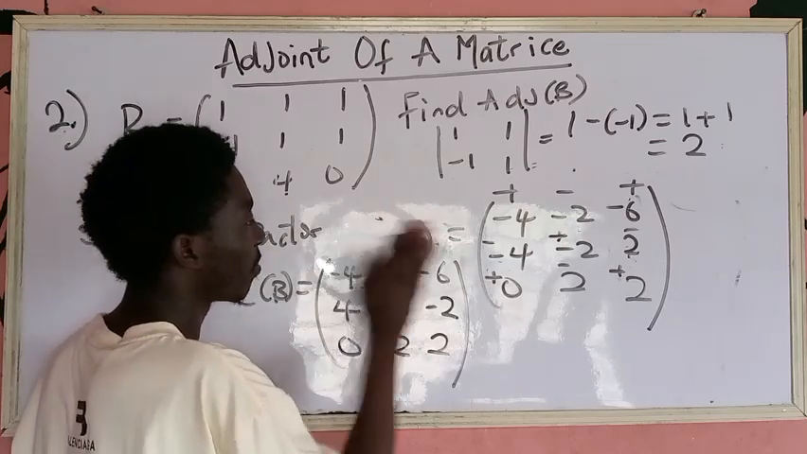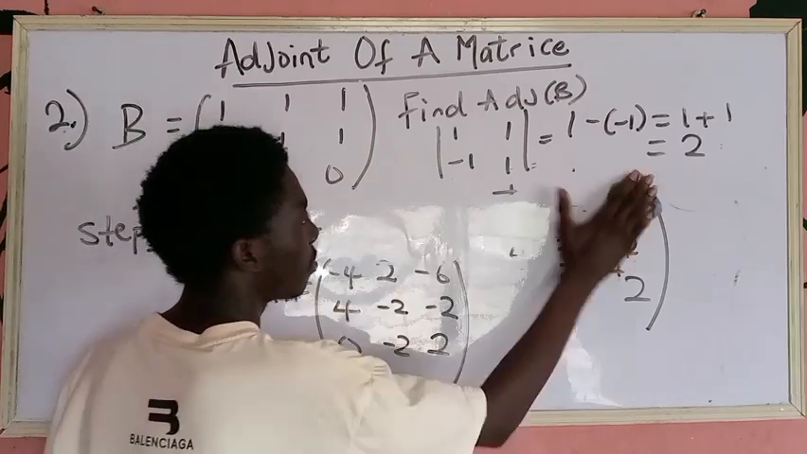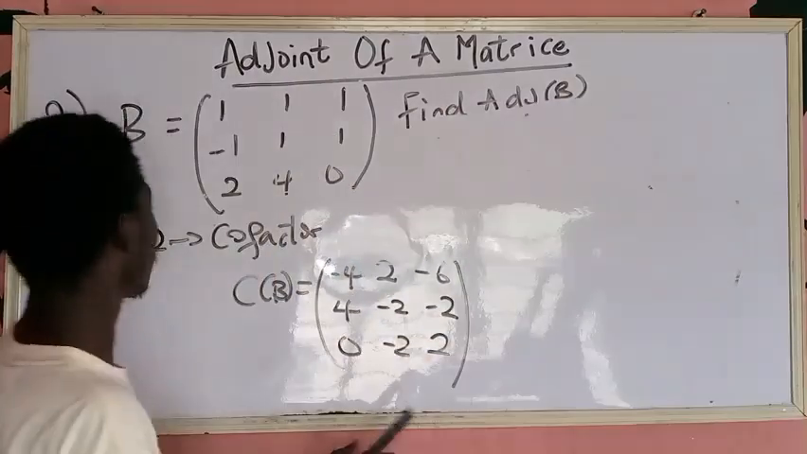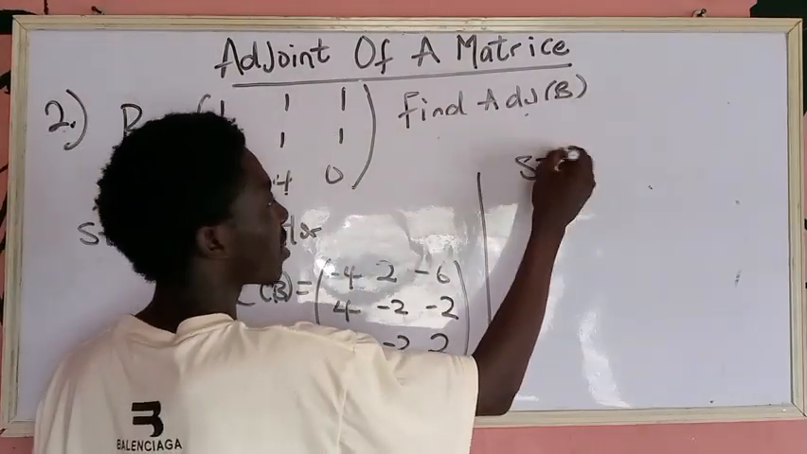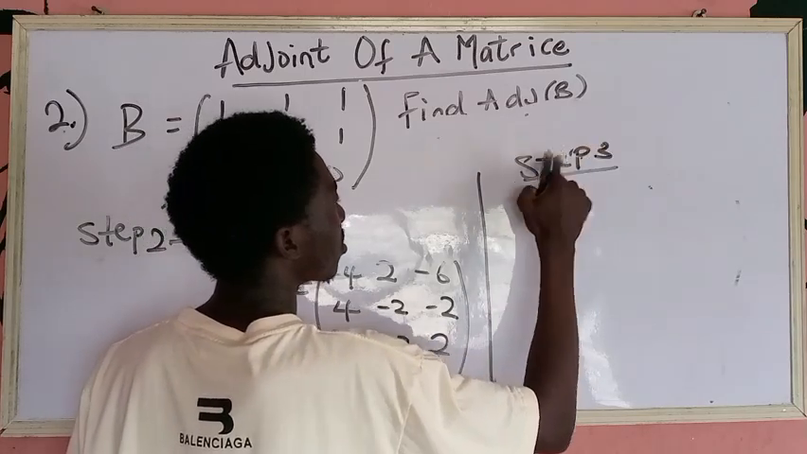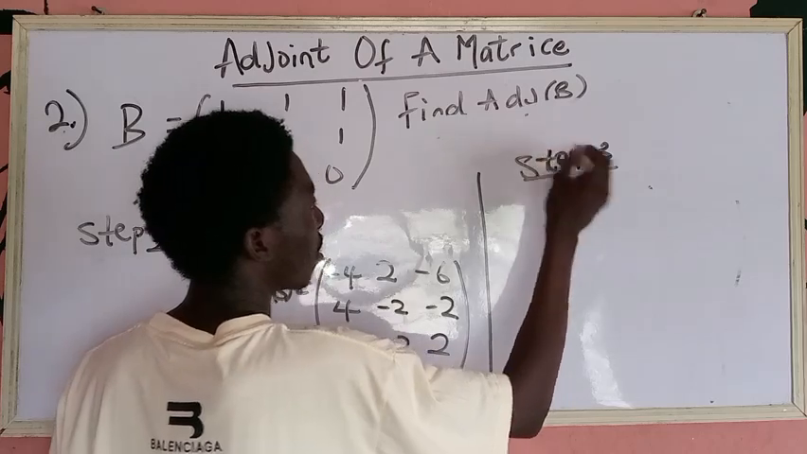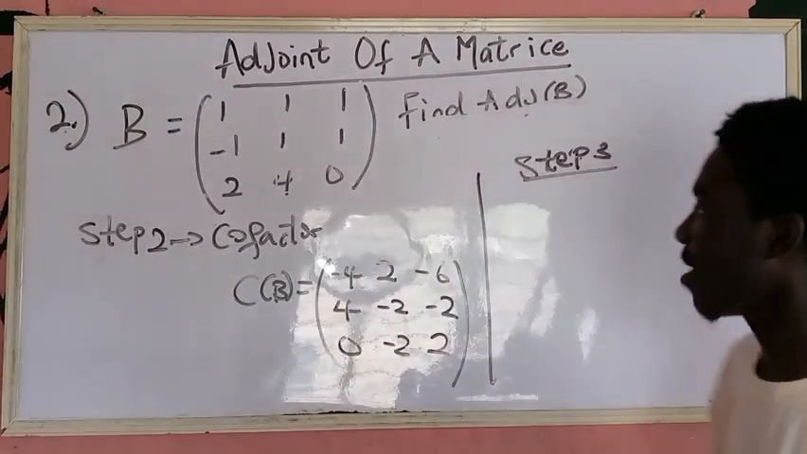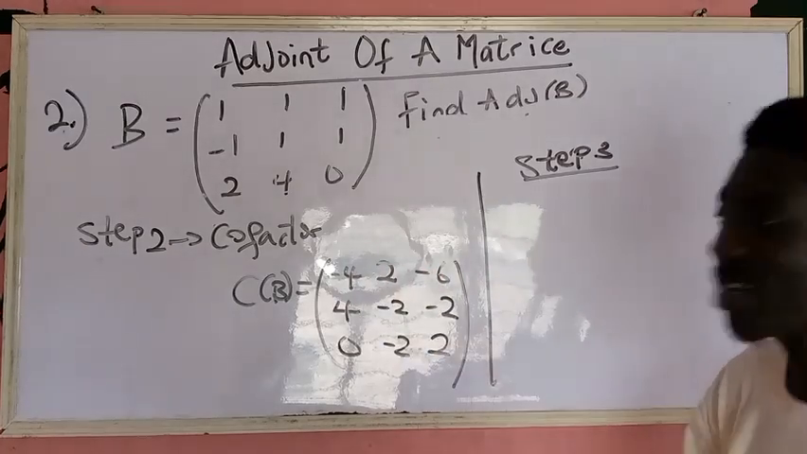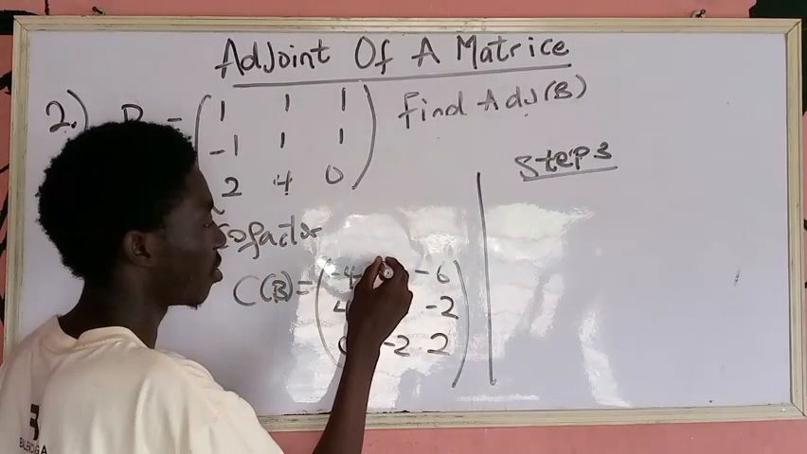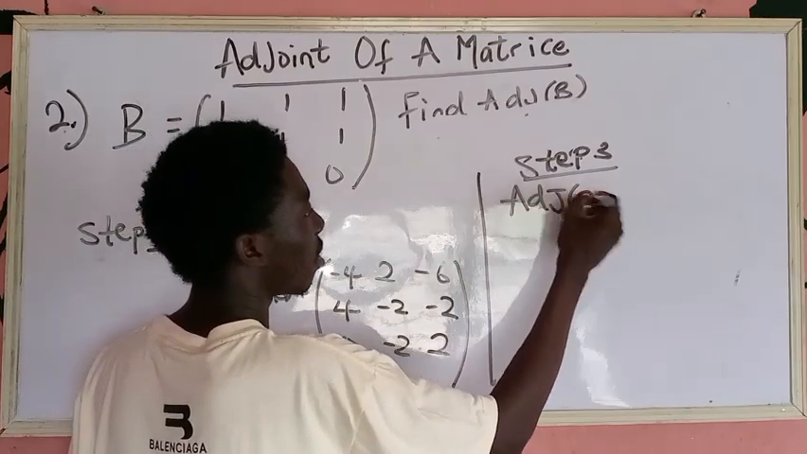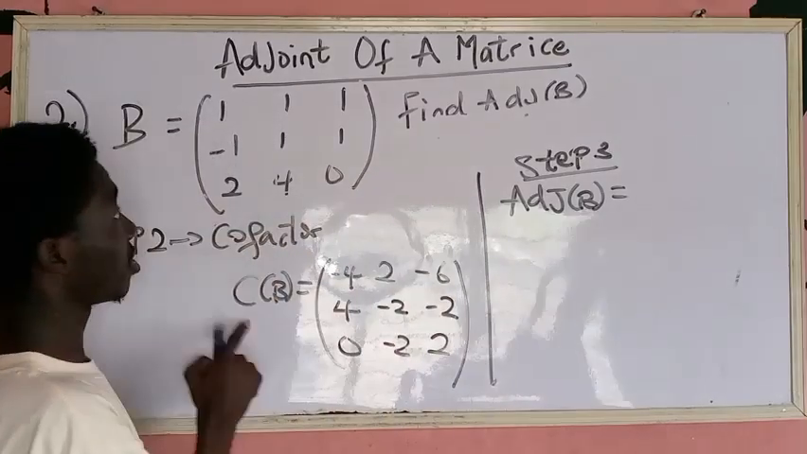Therefore, we can go to the third step. Step 3. Now, how do you find step 3? Step 3 is by doing the transpose of the cofactor. So my adjoint of B is the transpose of this.